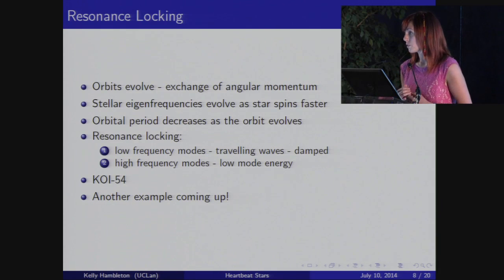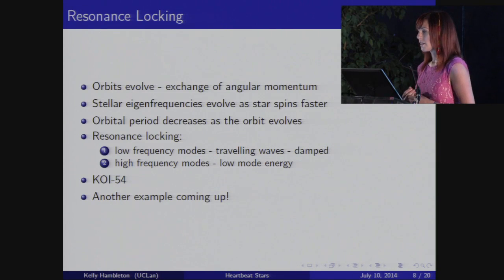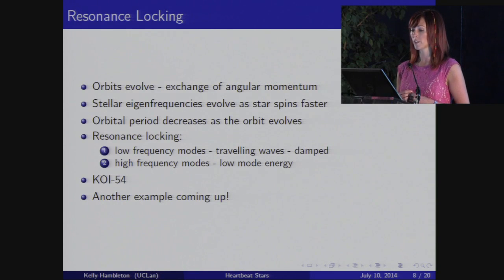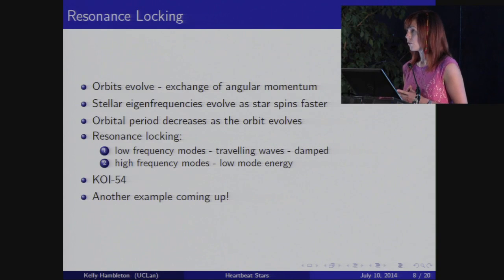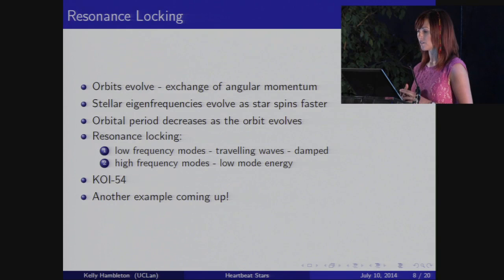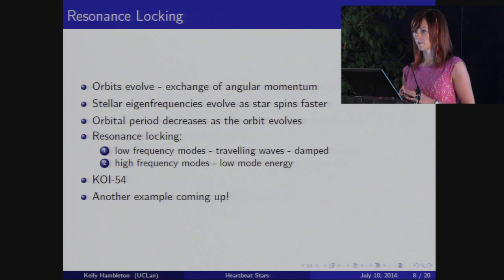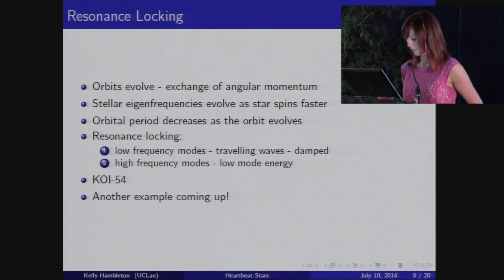So this has some predictions. It suggests that this wouldn't occur at low frequency modes because they are traveling waves. It suggests that they wouldn't occur at high frequency modes because there's low mode energy associated with the high frequency modes. And it also has predictions for the amplitude based on the stellar parameters themselves. So KOI-54 was suggested to have the 90th and 91st harmonic with a high amplitude because of this mechanism. However, now we have found another example to suggest that resonant locking really is the case.